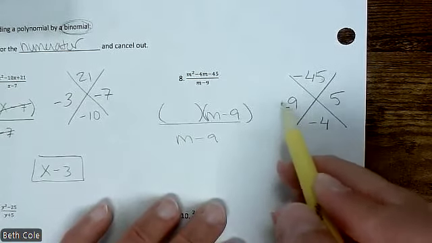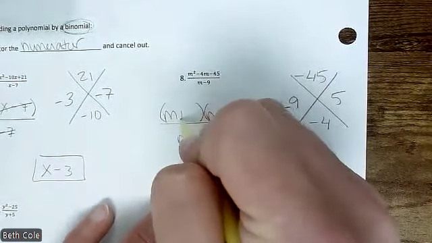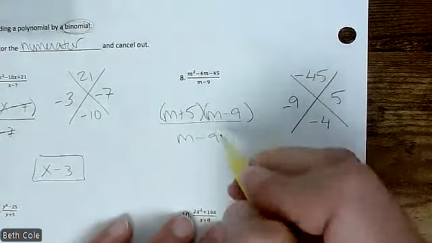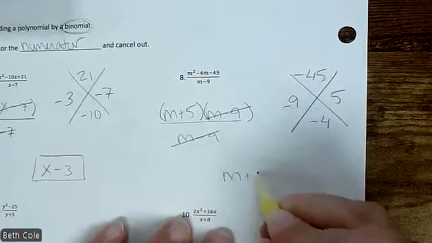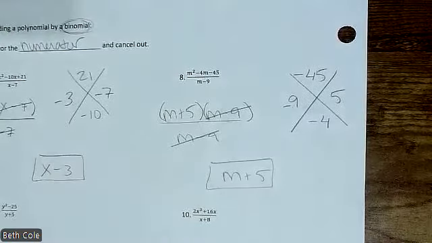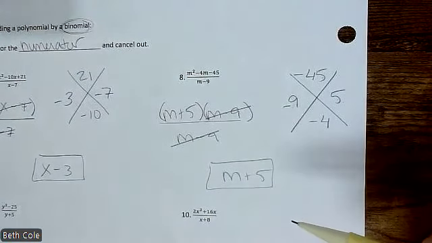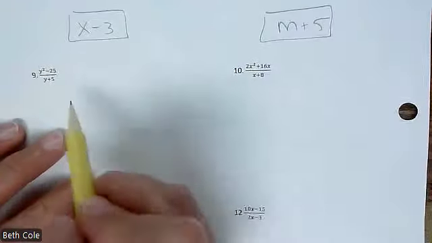So I already have my m minus 9. I knew that was going to be in there. The other one's going to be m plus 5. So these cancel, and your answer is just m plus 5. So again, I kind of like these ones better because part of the problem is sort of done for you.